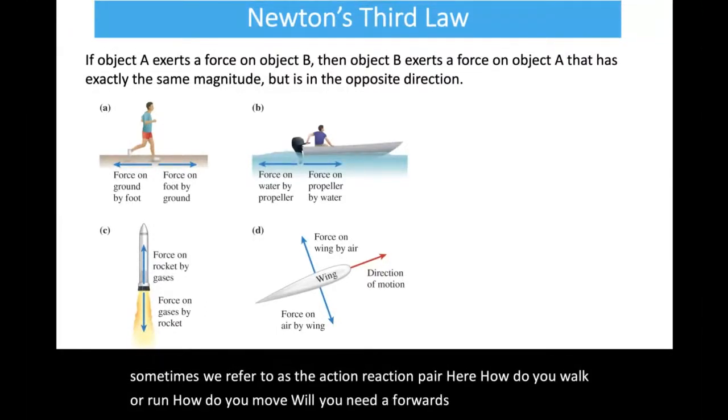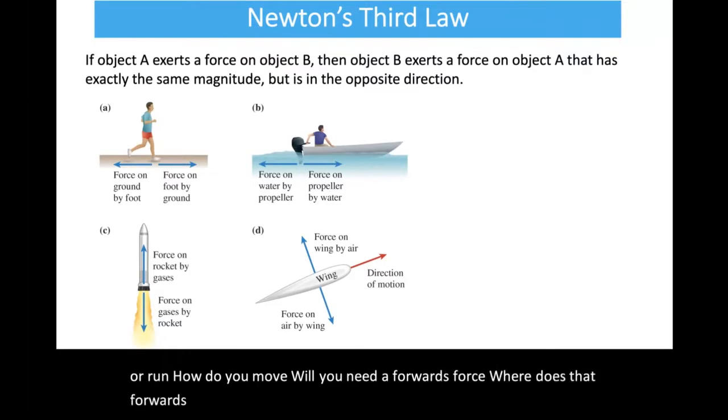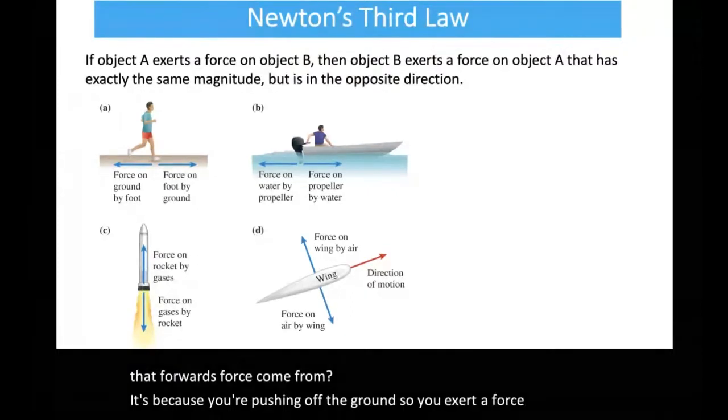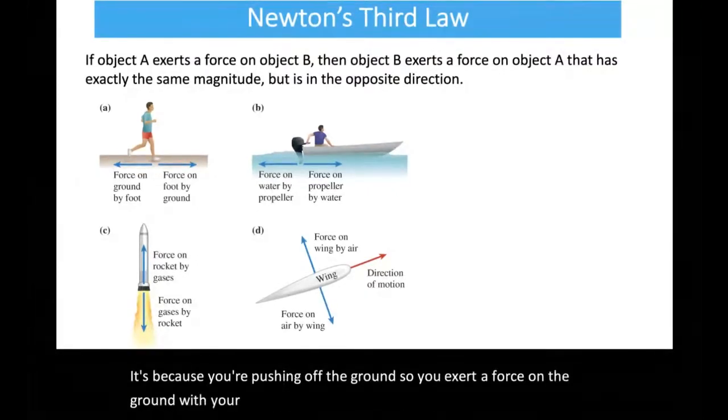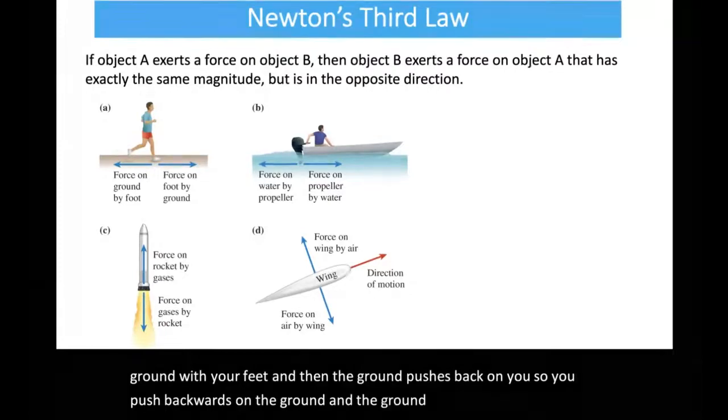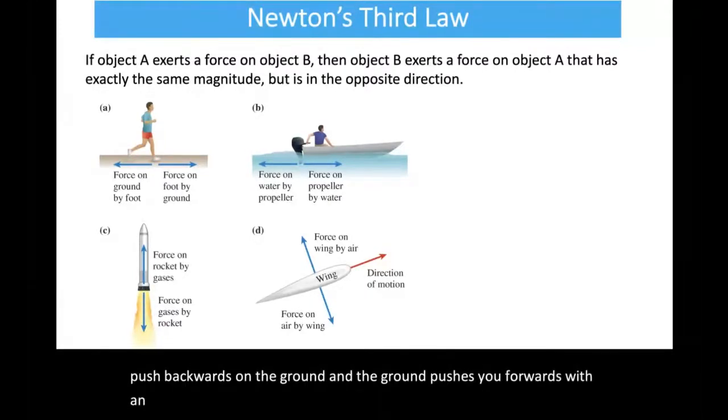Where does that forwards force come from? Well, it's because you're pushing off the ground. So you exert a force on the ground with your feet, and then the ground pushes back on you. So you push backwards on the ground, and the ground pushes you forwards with an equal and opposite force. So there's one example of Newton's third law.